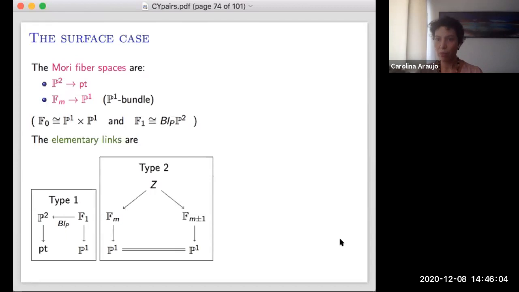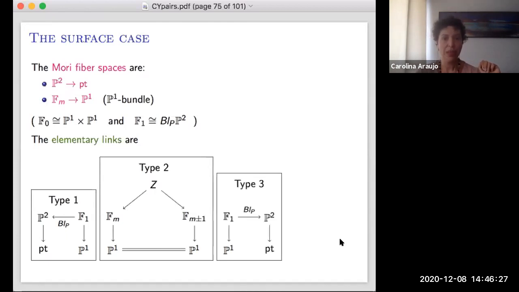Type 2: I start with a Hirzebruch surface with a fibration to P1. I blow up one point in this surface, and then I contract the strict transform of the fiber through this point. After doing this, I go to another Hirzebruch surface, which is F_{m plus or minus 1}, depending on whether the point that you blew up in the beginning lies on the negative section or not. Okay, so this is the link of type 2.